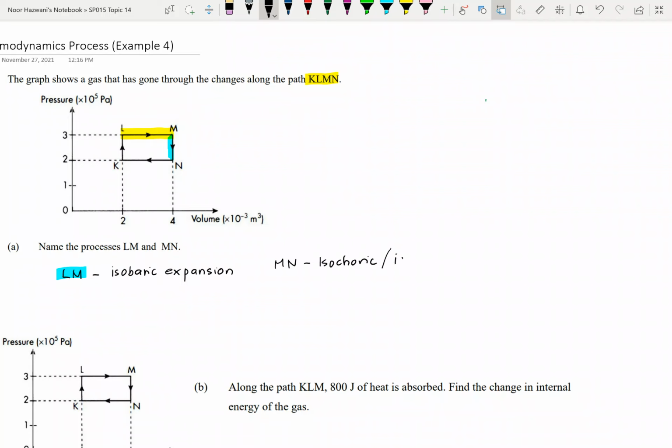or we can also call it isovolumetric process. Okay, that's for process MN. Okay, so we are done with part A. Okay, let's go to part B.